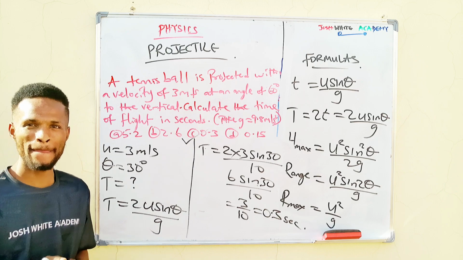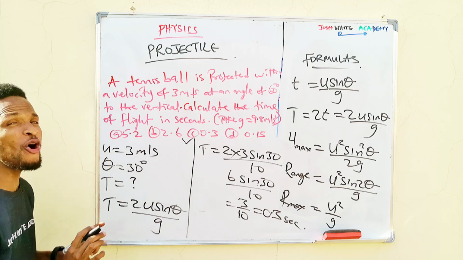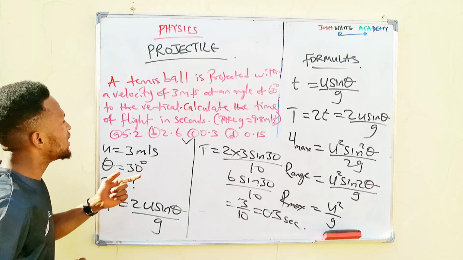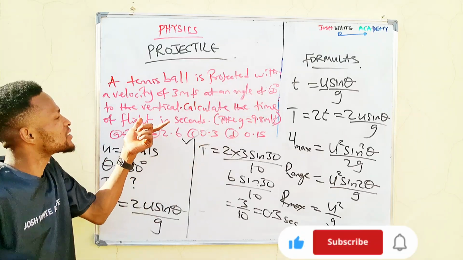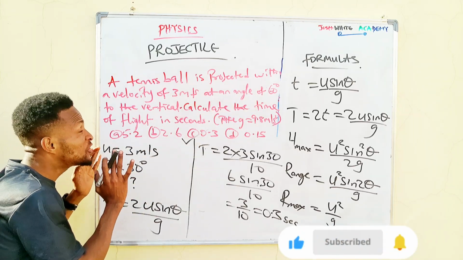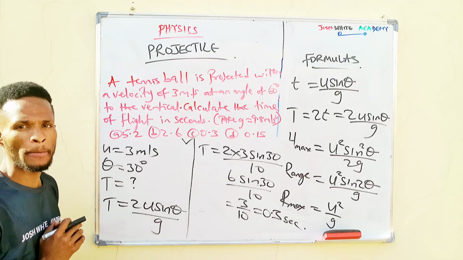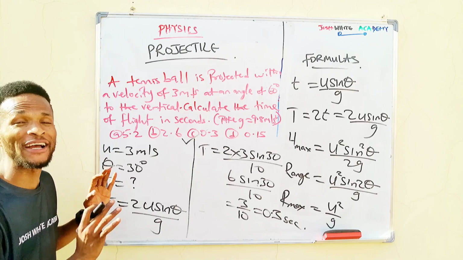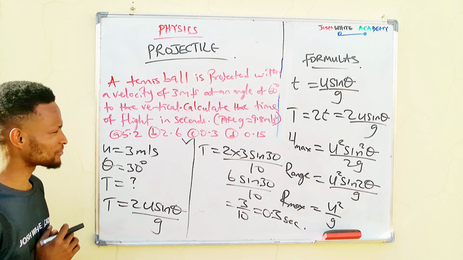So our answer is what? C. You see it? So please always take note to check if the angle you are being given is to the horizontal. If it is to the horizontal, use it that way. Or if it is to the vertical, convert it to the horizontal by subtracting it from 90.